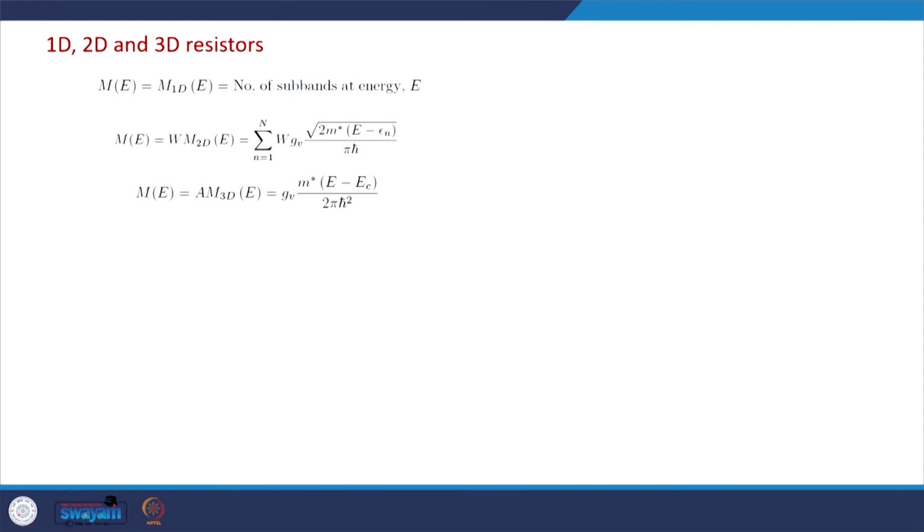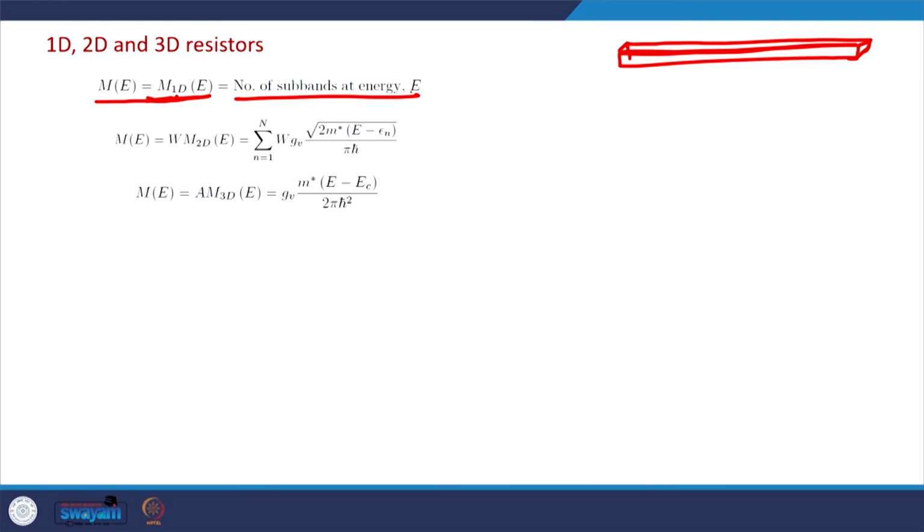So, finally, just to sum up everything, the number of modes in a 1D conductor is actually 1 in an ideal 1D conductor, but because of the practical constraints, because of the confinement in two directions, the number of modes will be equal to the number of subbands. In an ideal 1D conductor it is 1, but in a practical, realistic 1D conductor it is equal to the number of subbands at energy E.